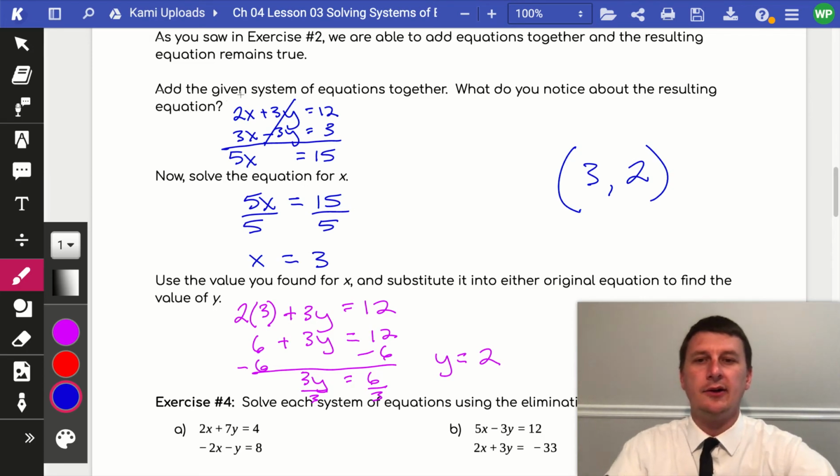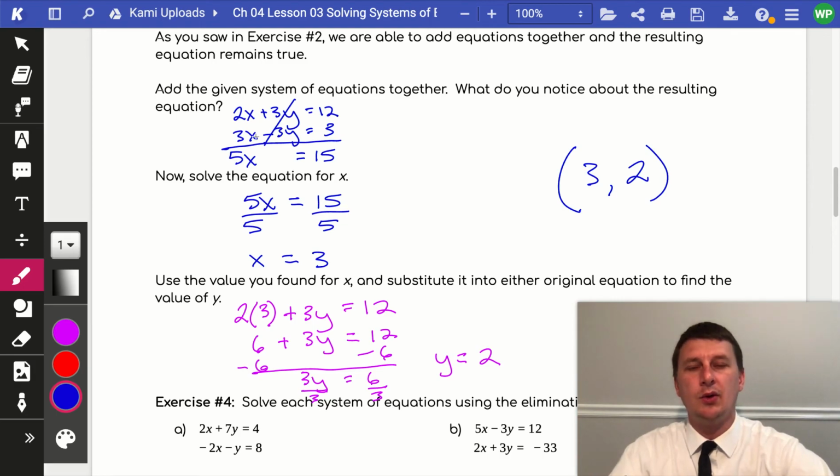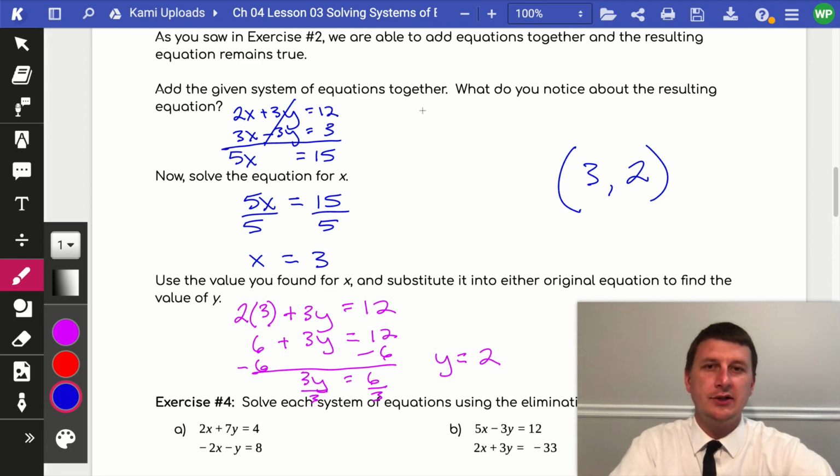Again, what we did here was we added the system of equations together to eliminate the y variable. Then we solved for x, and based on that x value, we substituted it back into the original equation to find our y value. These systems are going to get a little bit more complex. So I really want you to understand this one.